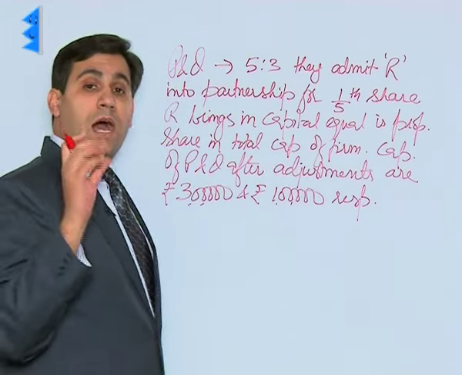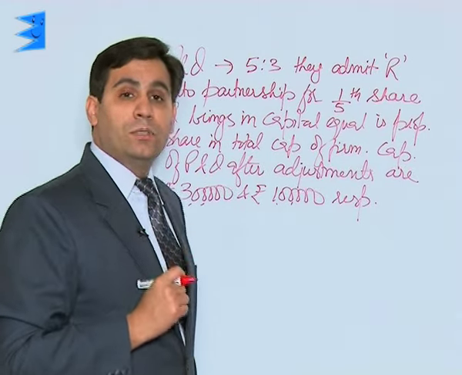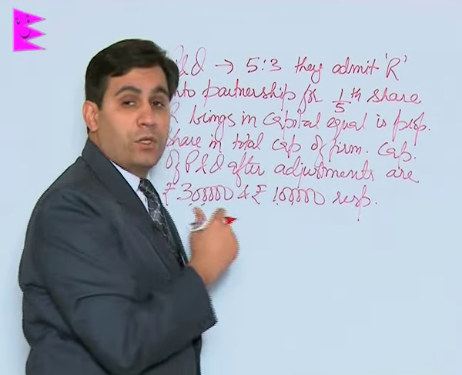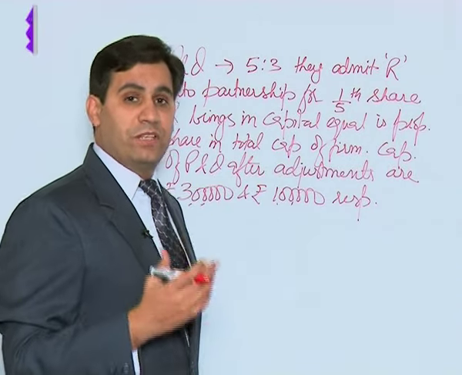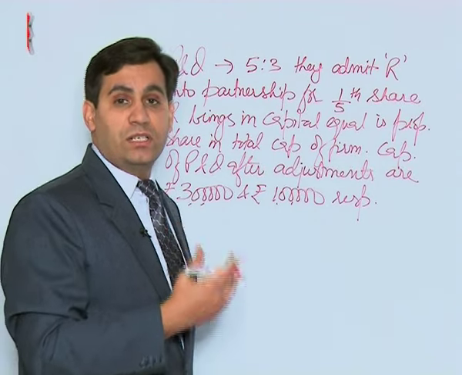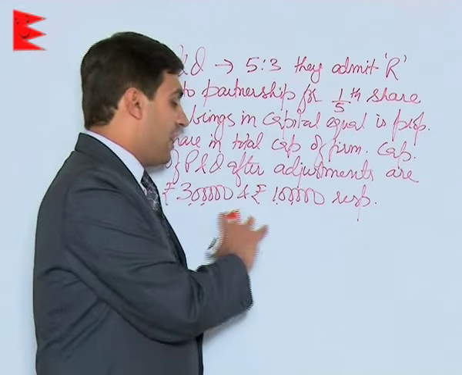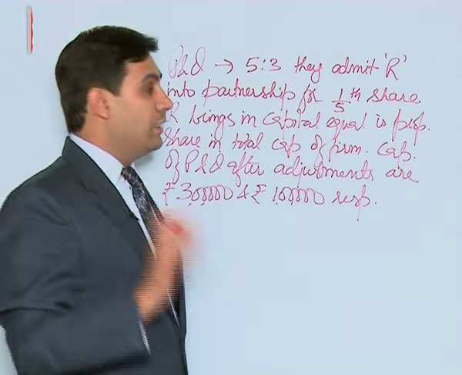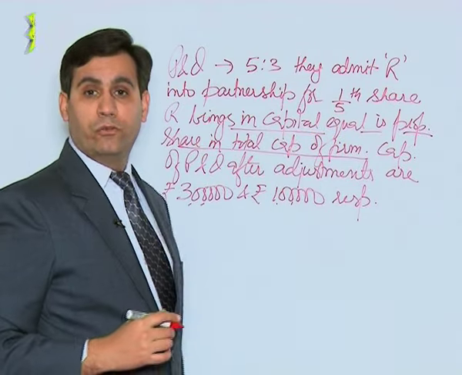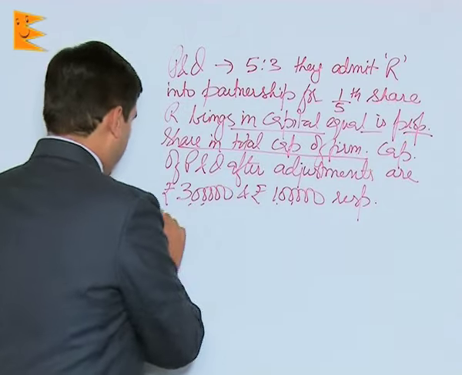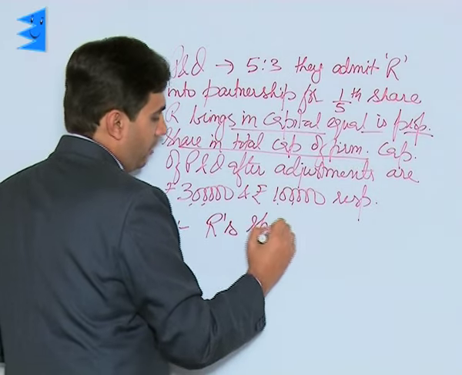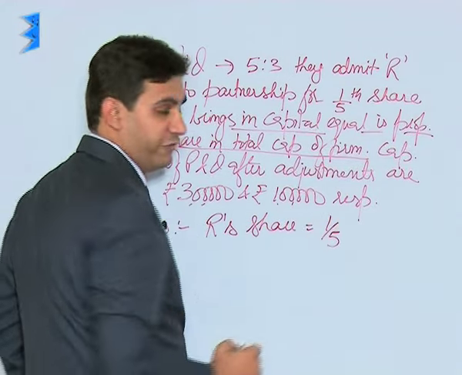So now students, R is a new partner. He has been admitted into the partnership for 1/5 share of the total profits. The capitals of P and Q, that is the old partners, after adjustments. Remember students, whenever capital adjustment is done, it is always on the basis of capitals which have been calculated after adjustments. So after adjustments, capitals are 3 lakh and 1 lakh respectively. And R agrees to bring in capital equal to proportionate share in the total capital of the firm. So now, coming to the solution, students, R's share of profits is 1/5.